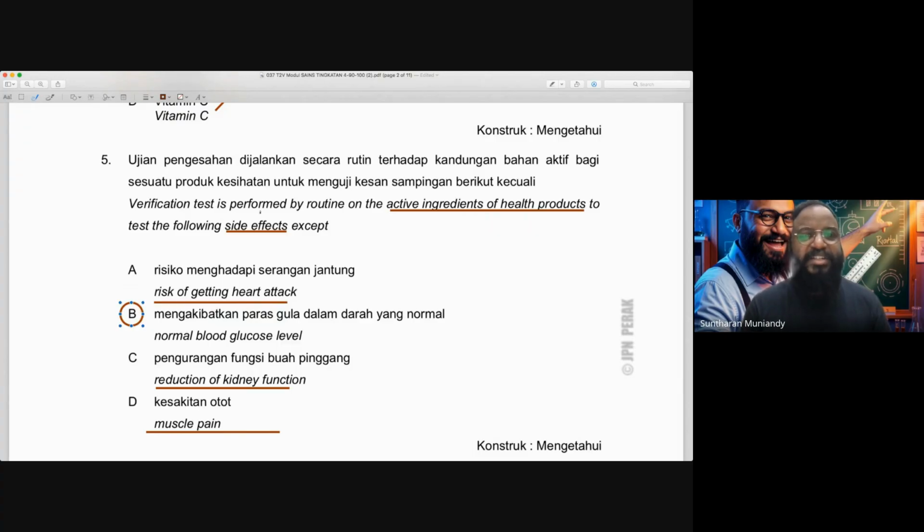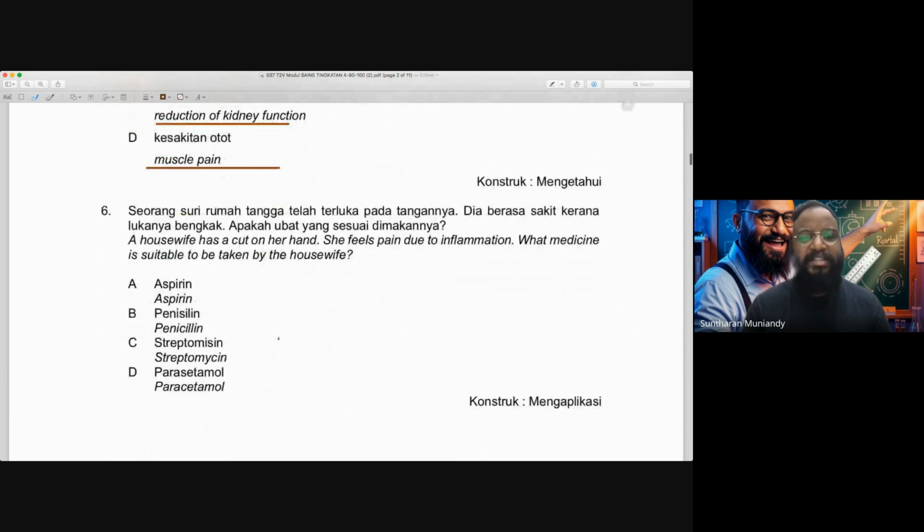Okay, the verification test performed by routine. Ujian pengesahan dijalankan secara rutin terhadap kandungan bahan aktif bagi sesuatu produk kesihatan untuk menguji kesan sampingan berikut kecuali. Verification test is performed by routine on active ingredients except what? Normal blood glucose is not a side effect. It is the opposite of that. So number 5, clearly it is B is your answer.